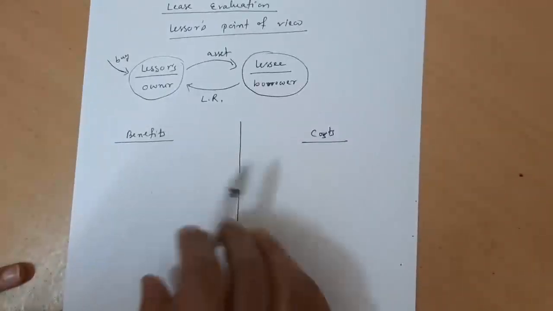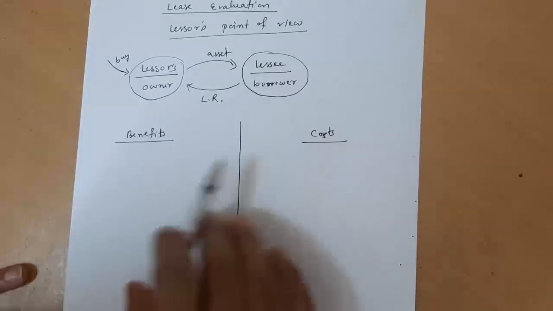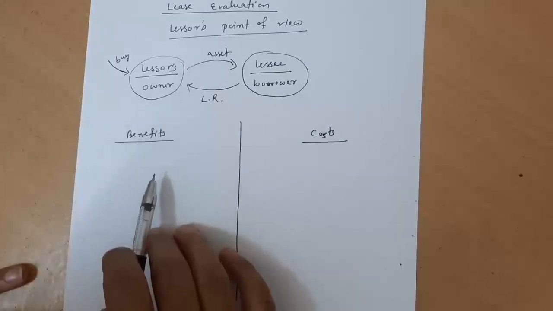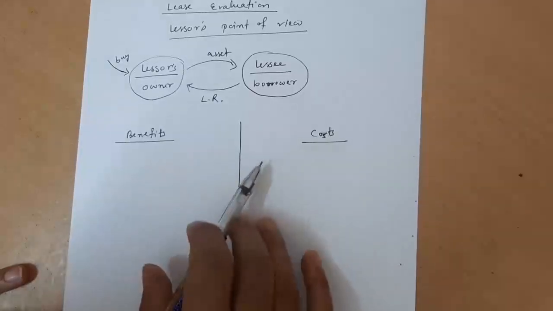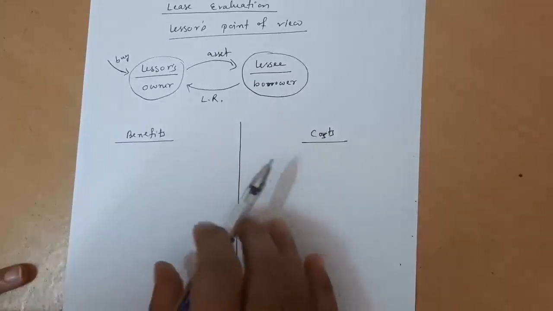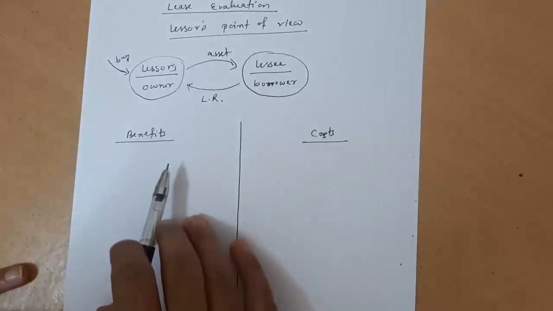If the benefits are more than the cost, okay, it is feasible for the lessor to give the asset on lease. And if the costs are more than the benefits, then it is not feasible for the lessor to give the asset on lease. So if benefits are more than cost, the lessor should lease the asset, and if the costs are more than the benefits, then the lessor should not lease the asset. All right.